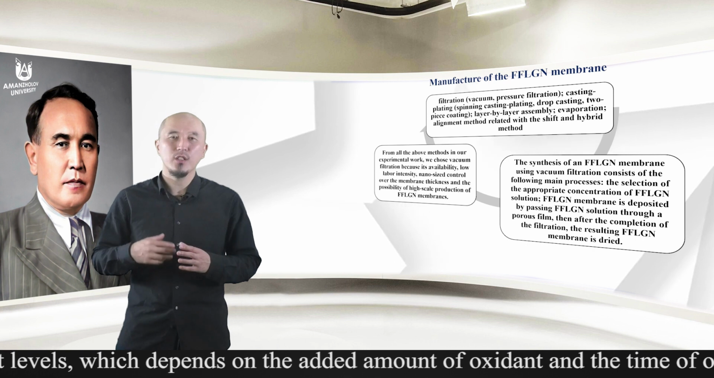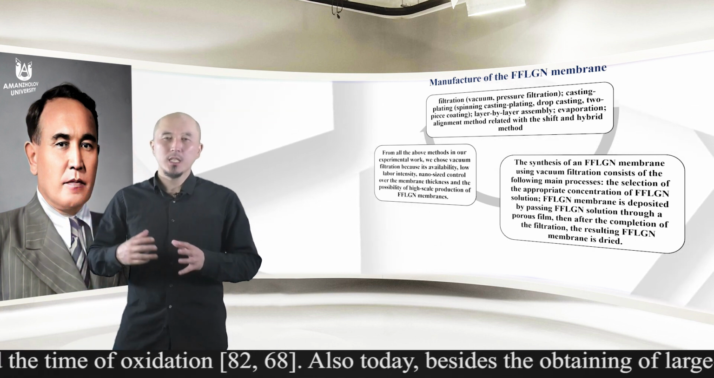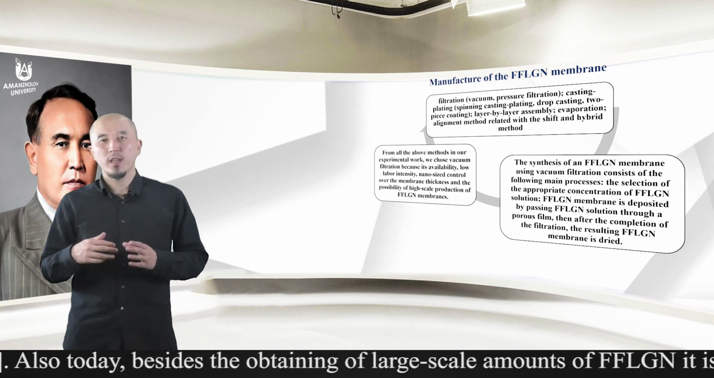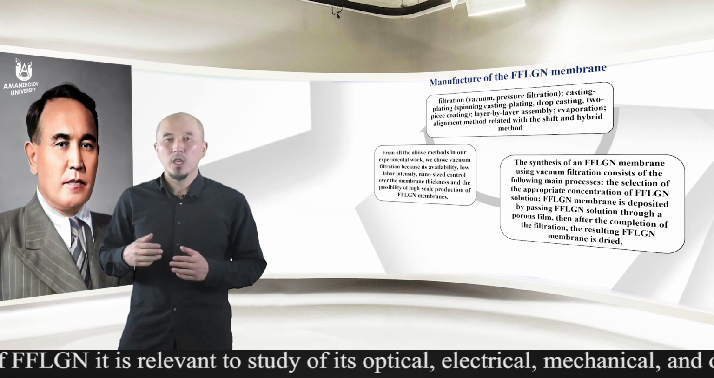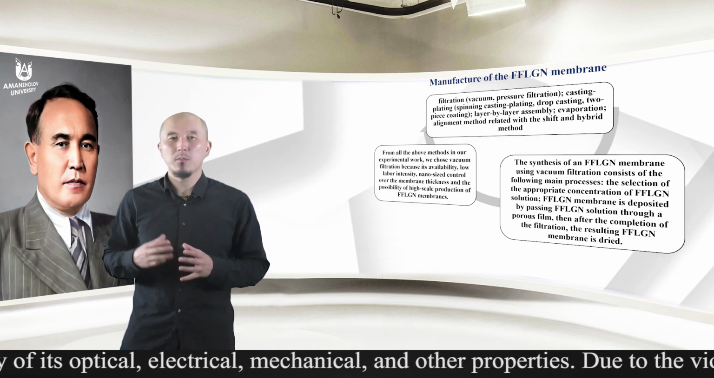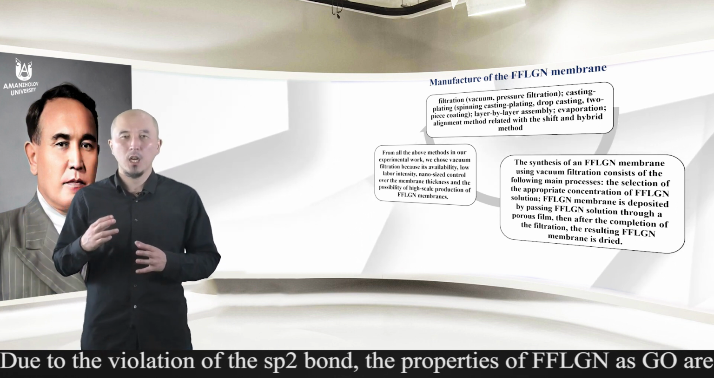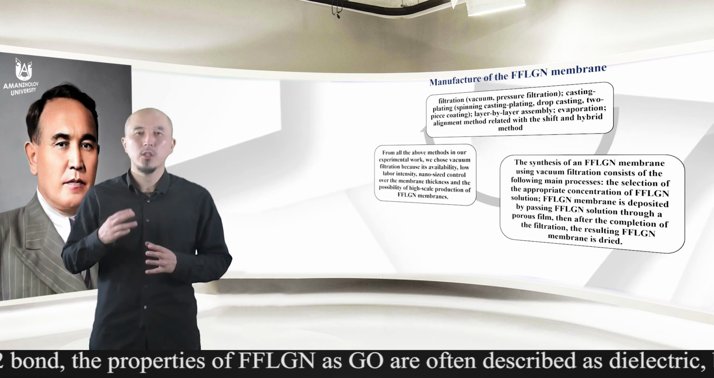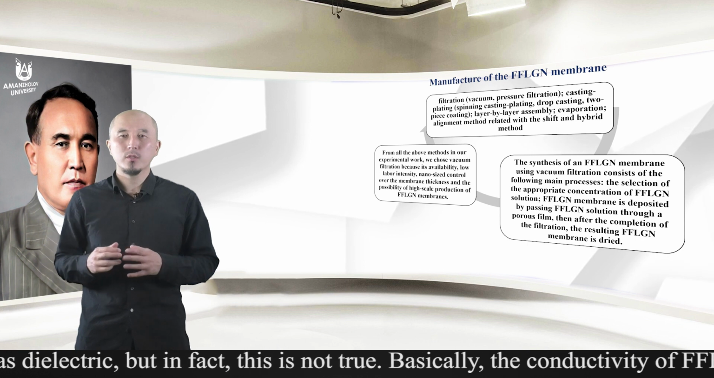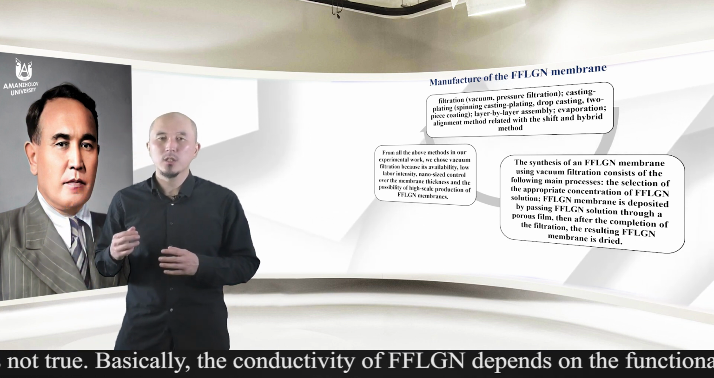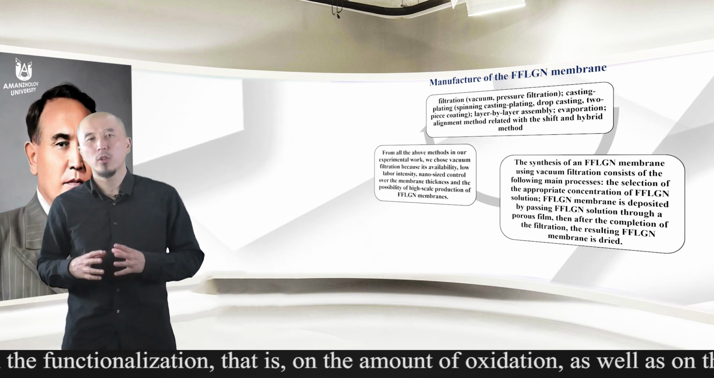After oxidation, graphene sheets have a different number of oxidation levels, which depends on the added amount of oxidant and the time of oxidation. Also, today, besides obtaining large-scale amounts of FFLGN, it is relevant to study its optical, electrical, mechanical, and other properties. Due to the violation of sp2 bonds, the properties of FFLGN as GWO are often described as dielectric, but in fact, this is not true.